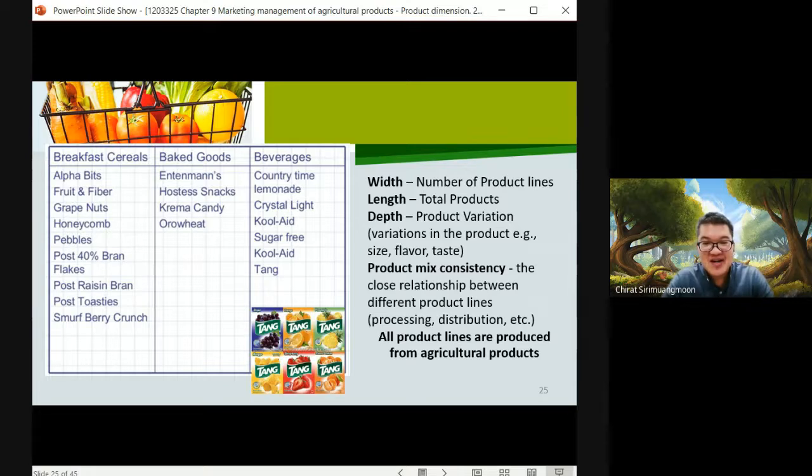Okay. Then product mix consistency. Product mix consistency is how close together the product lines are. So what is the relationship between the product lines? If they are close together, they have a very close relationship, which means high product mix consistency. So in this case, you have 3 product lines here: breakfast cereals, baked goods, and beverage. All product lines are close because they are all agricultural products, or they use agricultural products to produce. They have very high product mix consistency.